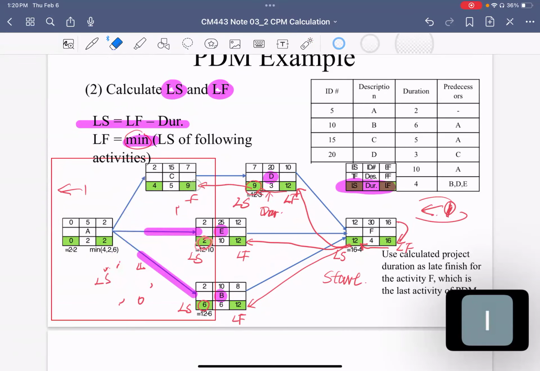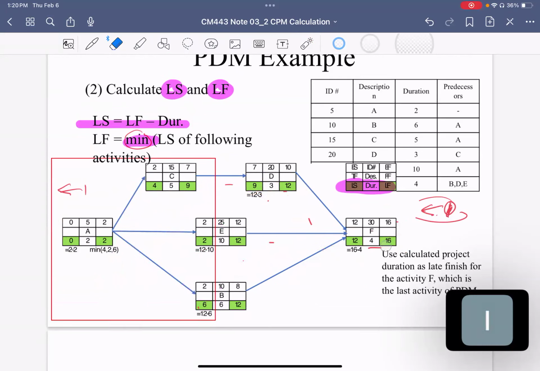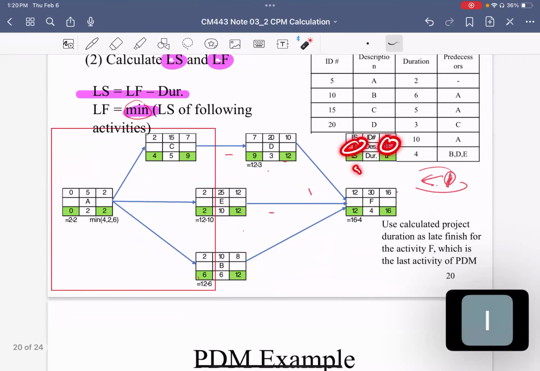Once we did the backward pass, you look in the table, and you will see what the remaining things we are looking for are. There are only those two boxes remaining that we need to find, right? And those two boxes are the total float and the free float. Do you guys still remember what that means?